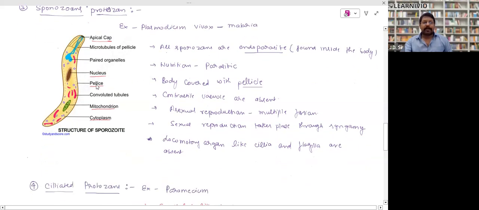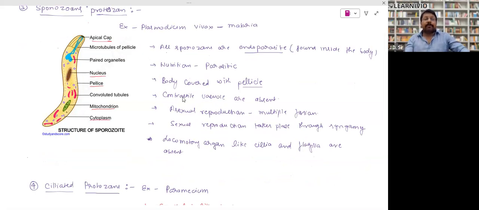Body is covered with a protein membrane that is called pellicle, right? Contractile vacuole, we have discussed that contractile vacuole is meant for excretion of water, bad water or excretory water, right? But as water is not present, they live inside our blood. So a contractile vacuole is not needed, right? So they do not have a contractile vacuole.